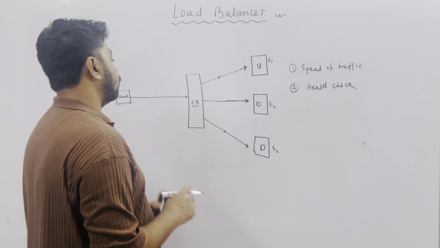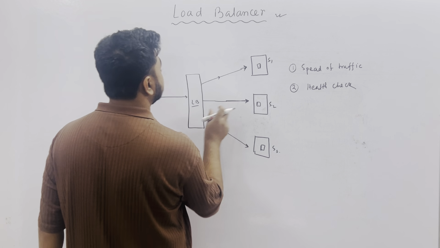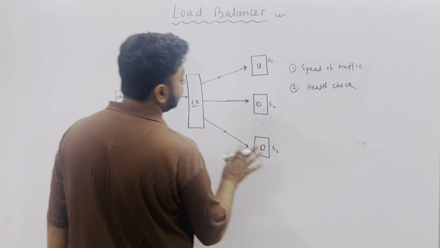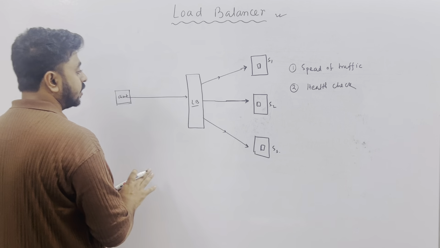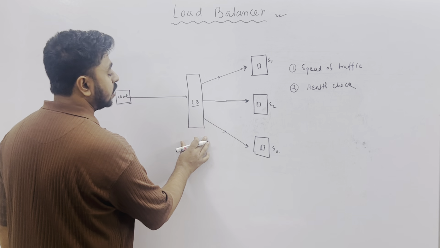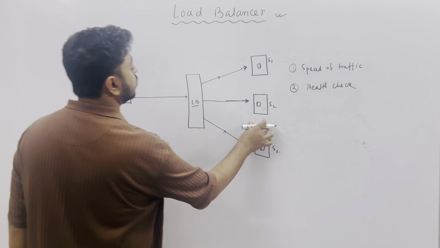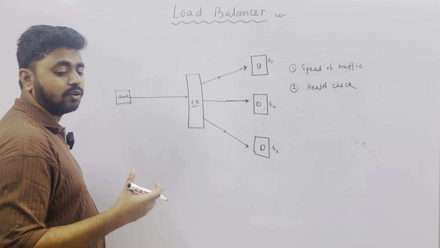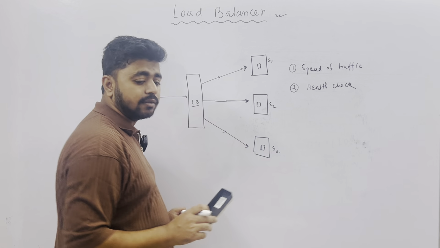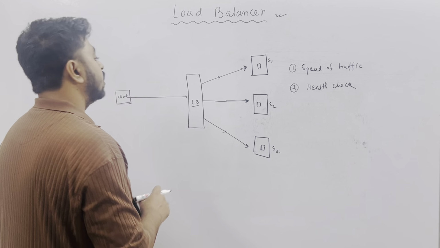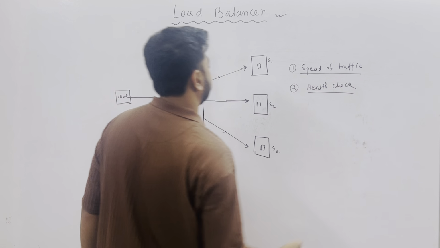Whenever you are configuring a load balancer, you have to give the health check URL. If you are using managed services like AWS and all, you need not configure that much. But if you are configuring manually, you have to give the health check URL to check whether these servers are actually alive or not. And these are the 2 main works of load balancer. First is traffic distribution, another is health check.